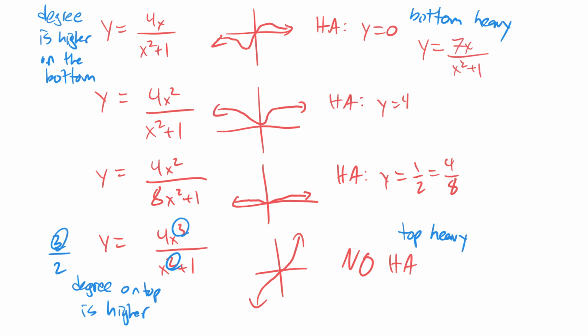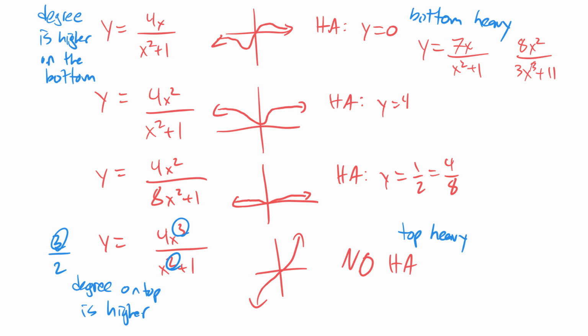You could make this even maybe 8x squared over 3x cubed plus 11. As long as the degree on the bottom is heavier than the degree on the top, you're going to end up with a horizontal asymptote of 0 every time. So these two cases are easy. Bottom heavy gives you a horizontal asymptote of y equals 0. Top heavy gives you no horizontal asymptote.